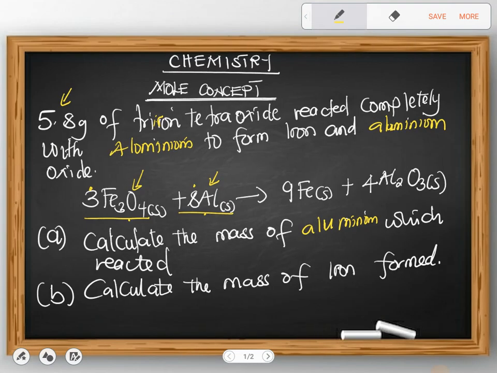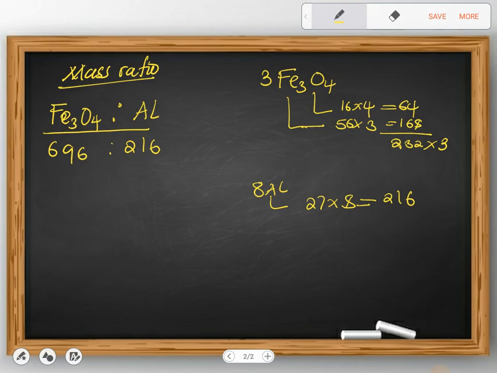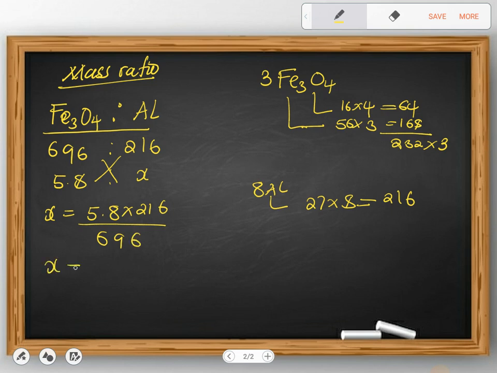Now let's look at the reacting masses. We have 5.8 for this guy here. So we put 5.8 here, while here we don't have, then we cross multiply. So x is equal to 5.8 multiplied by 216 over 696. So x, which is the mass for aluminium, I'm getting 1.8 grams.